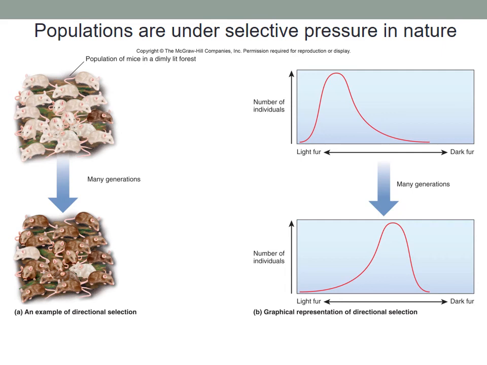In the top example here, in the top picture of mice, we have one dark mouse and a whole bunch of white mice. But over a lot of different generations, we see kind of the opposite in the population. A lot of dark brown mice, a couple white mice left. What do you think might have caused this shift?